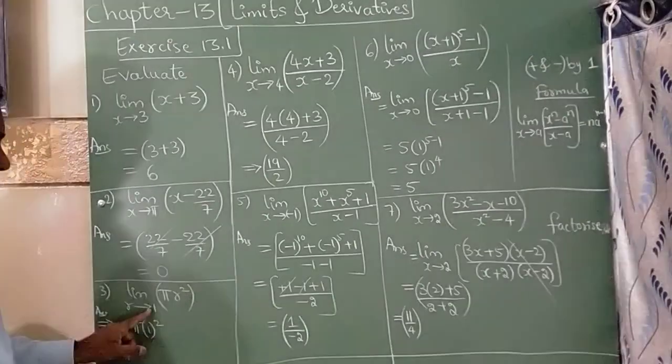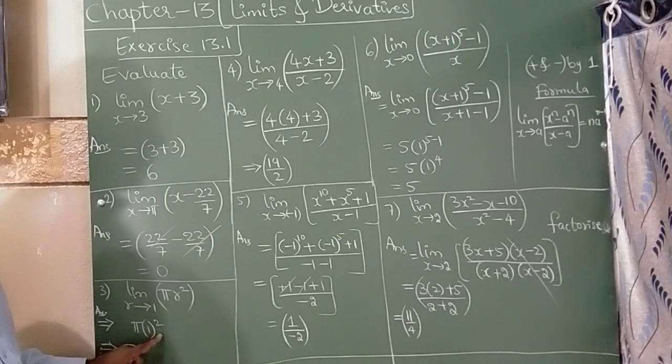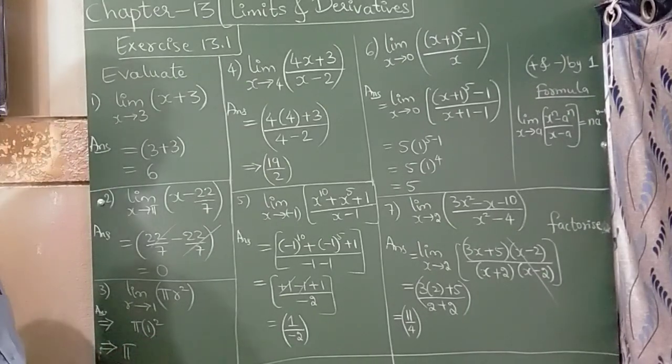Third question is limit r tends to 1, pi r square. Where there is an r, you need to substitute 1 here. So 1 square is 1. Again the value will be pi itself.